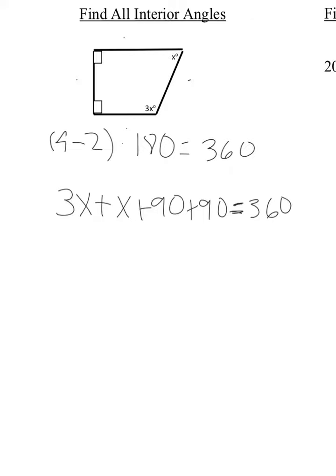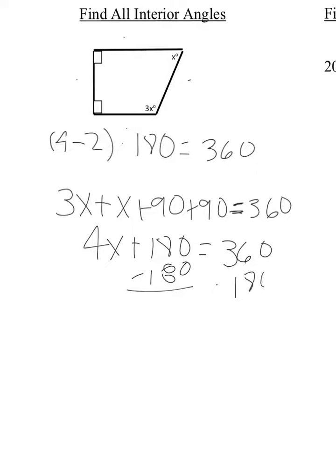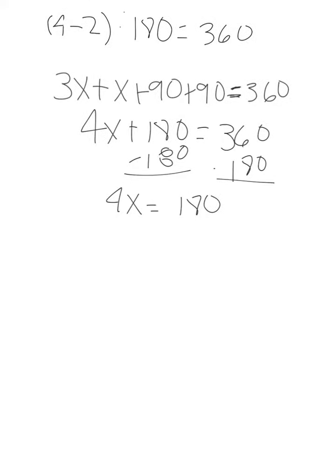So here, combining like terms, we get 4x plus 180 equals 360, minus 180, 4x equals 180, divide by 4, x equals 45.